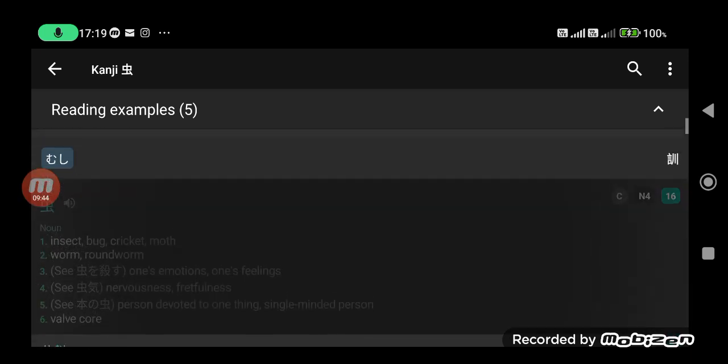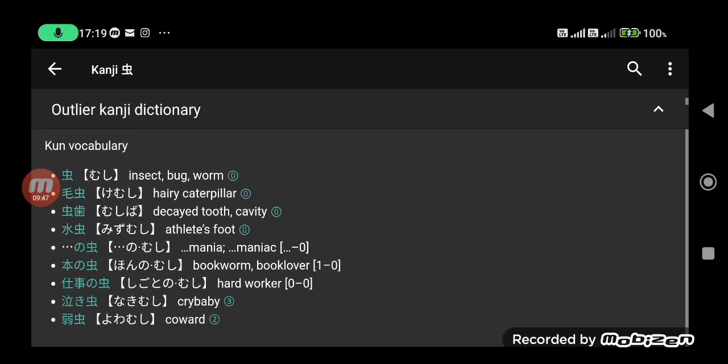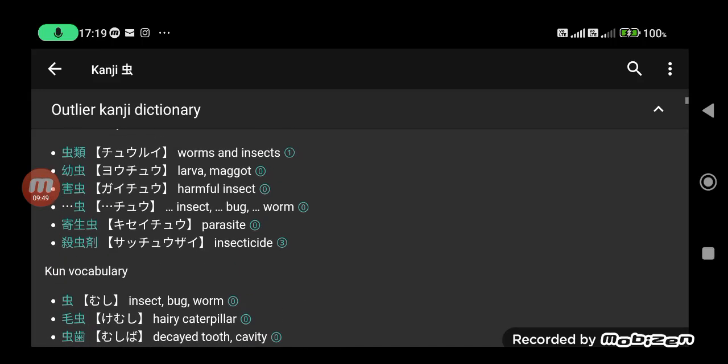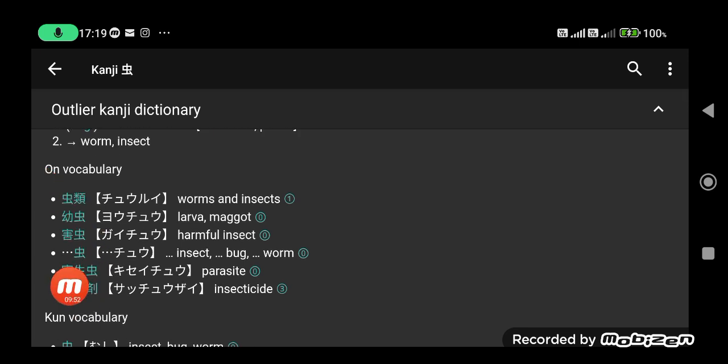But actually, minasan, I want to point out to you a very worthy format here. Take note of this: blah blah blah chu. See, you see this, minasan? Blah blah blah, then chu. This means that it has a pattern of blah blah blah insect, or blah blah blah bug, or blah blah blah worm. So this pattern or format, blah blah blah chu, means blah blah blah insect, blah blah blah worm.